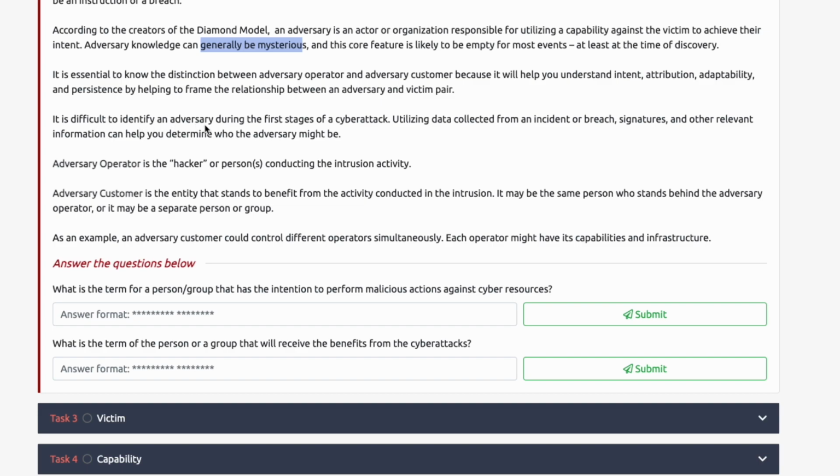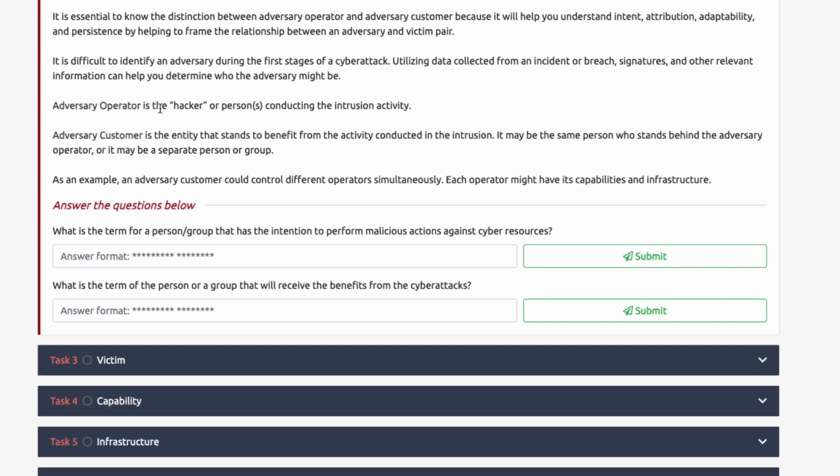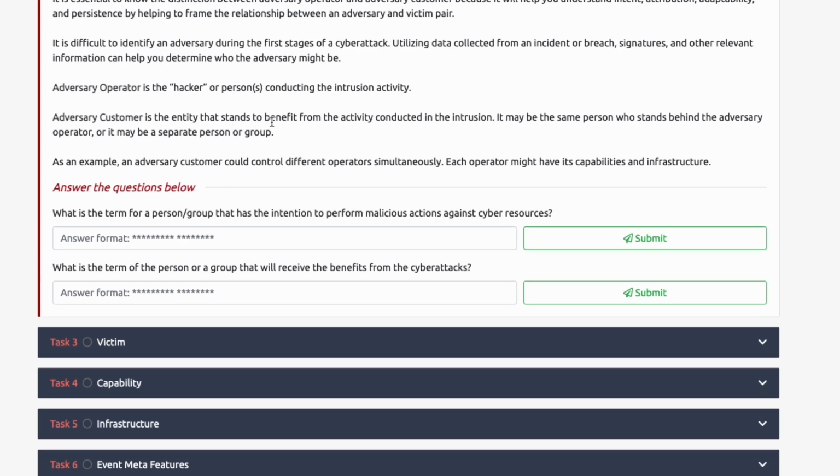It's difficult to identify an adversary during the first stages of an attack. Utilizing data collected from an incident or breach, signatures, or other relevant information can help you determine who the adversary might be. The adversary operator is the hacker or persons conducting the intrusion activity. Adversary customer is the entity that stands to benefit from the activity. So this person hired this person to do the activity. And it could be the same person, or it may be a completely separate group.